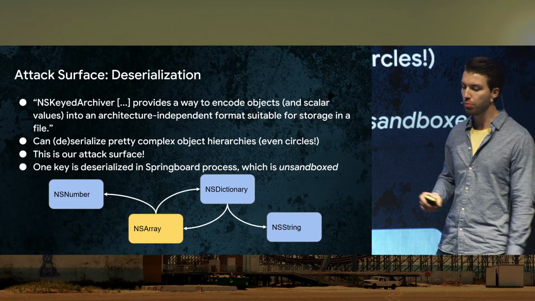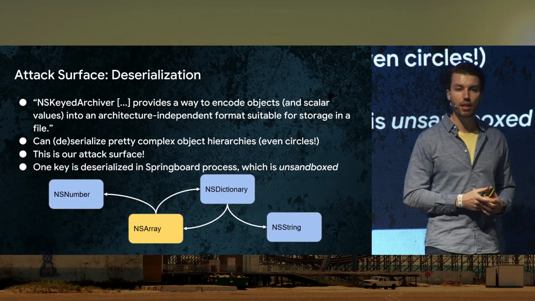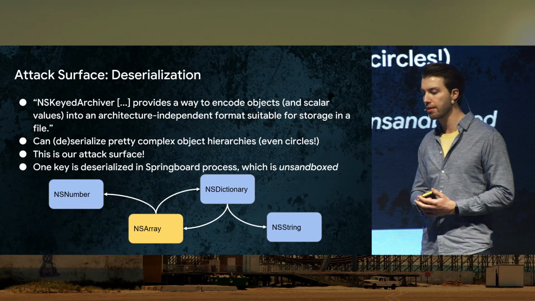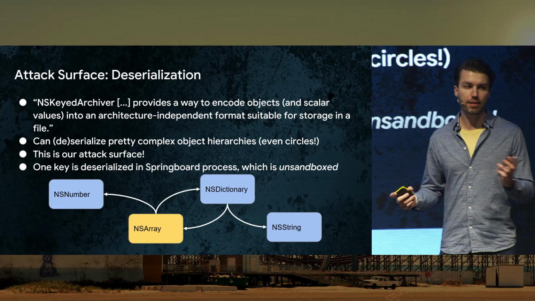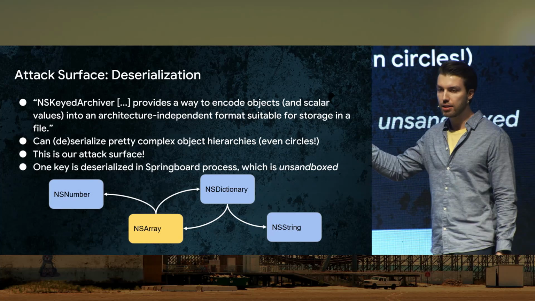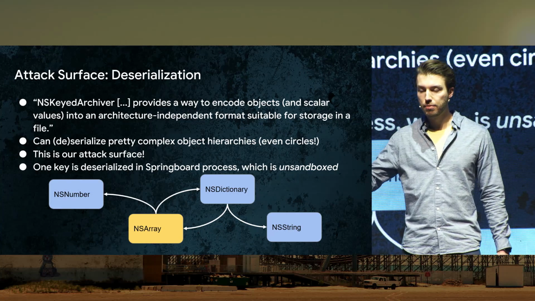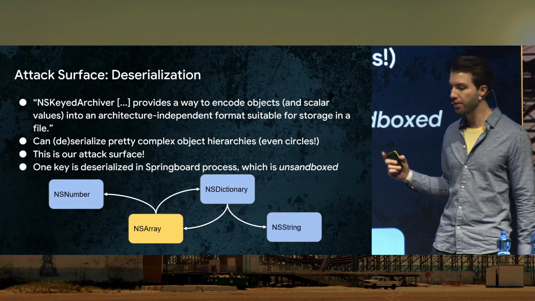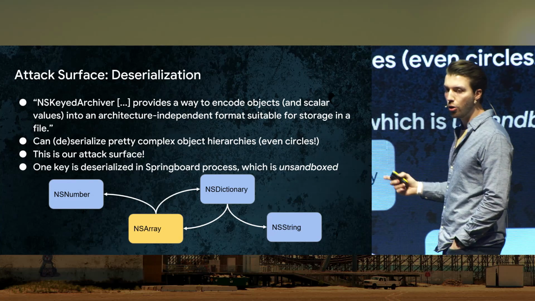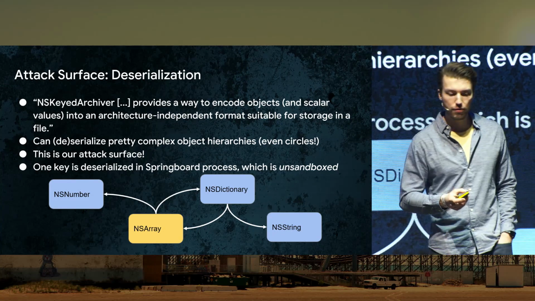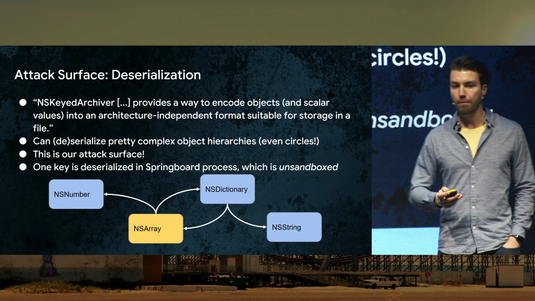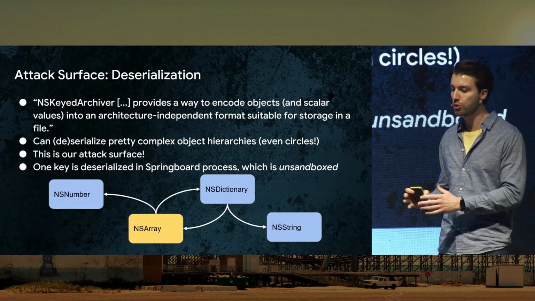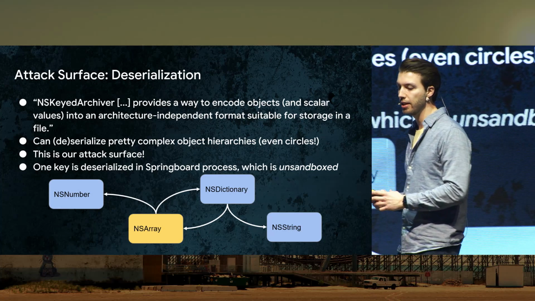So in this bottom image, you see an NSArray. NS is just the prefix they use for these objects. So you have an array that contains a number and a dictionary, and now the dictionary links back to the array. So you have a circle, and this you can serialize just fine with this format. So it's really quite complex. It has a lot of features, and so we immediately went into this as our attack surface. This looks complex. There could be bugs here.